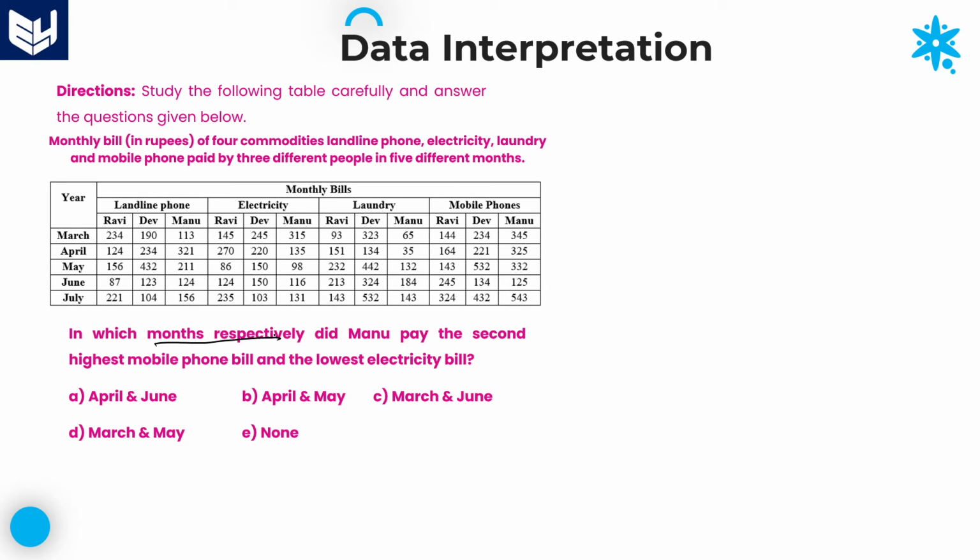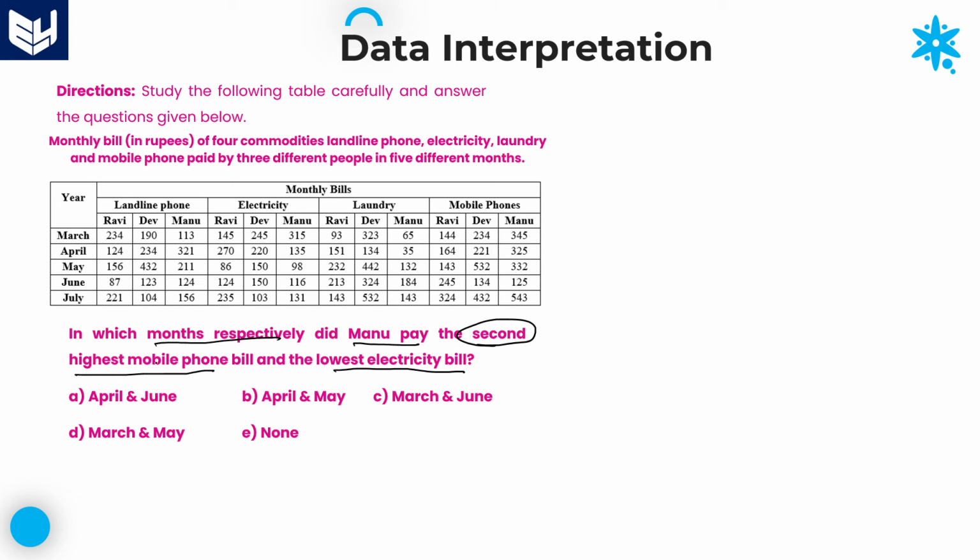In which months, respectively, did Manu pay the second highest mobile phone bill and the lowest electricity bill? Here, observation is important. To solve these kinds of problems, there is no need for any calculations, but observation of values is very important. In which months, respectively? The word respectively plays a major role. Once you reverse the values, there is a chance of getting negative values, right? So here you need to calculate in the same order as the question.